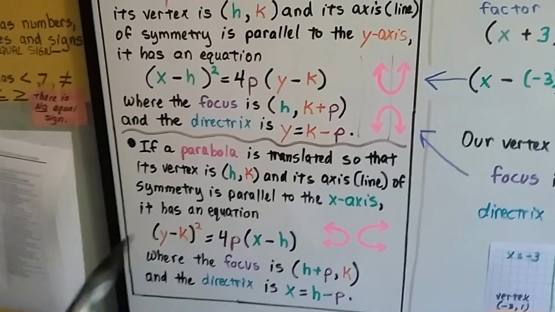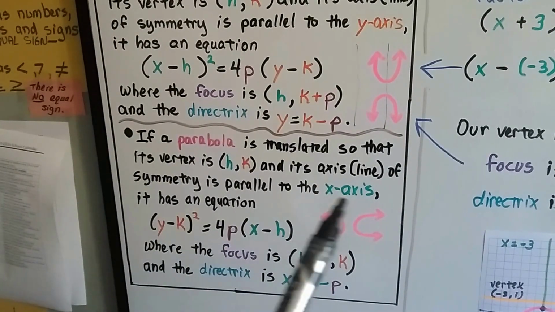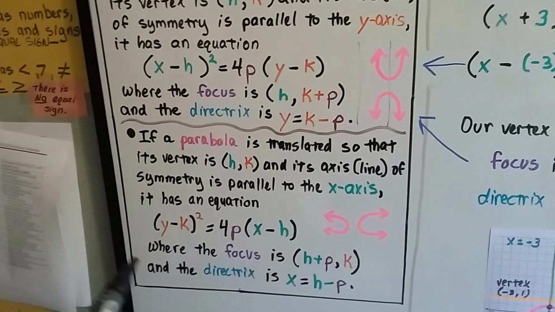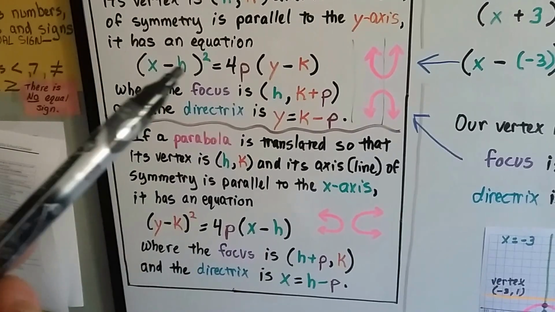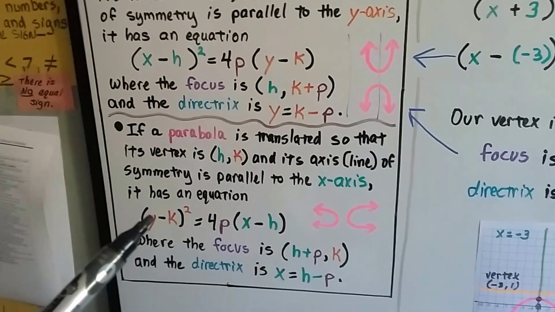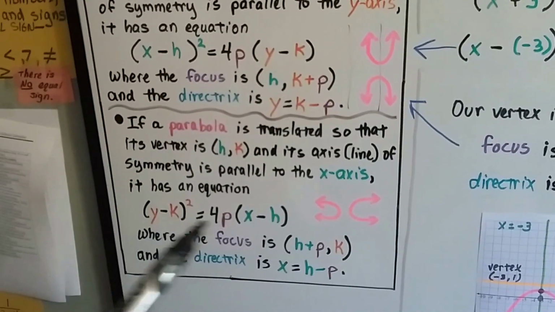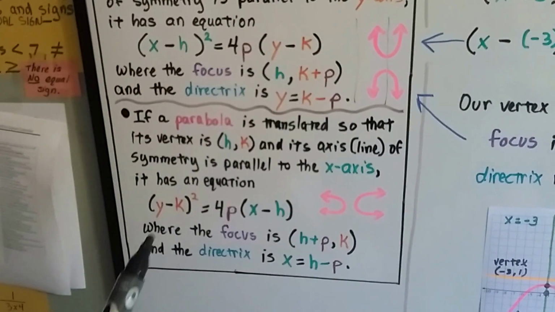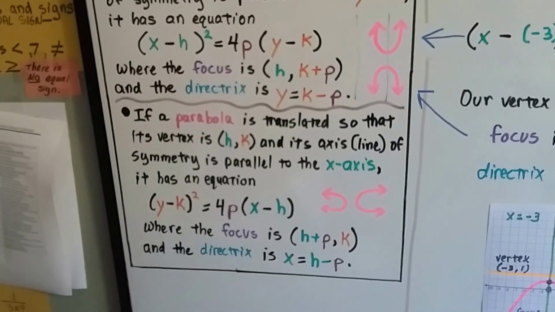If a parabola is translated so that its vertex is (h, k) and its axis, line of symmetry, is parallel to the x-axis, now it's going this way. It has this equation. So instead of the square of x minus h, we have the square of y minus k. See how they switched? They swapped places, okay? And it's going to equal 4p times x minus h.